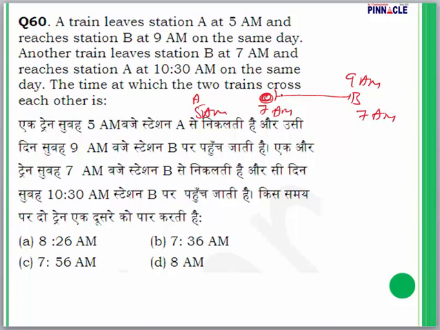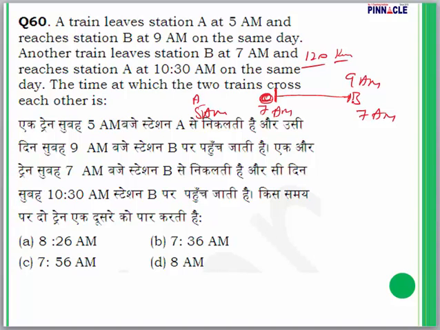So the gap now, after 7 a.m., is 2 hours. You can say, let's take 120 kilometer as the total distance. For simplicity, we have taken 120 kilometer, and this is the gap, this is the space that both the trains will travel. This train will travel this side, and this train will travel this side.